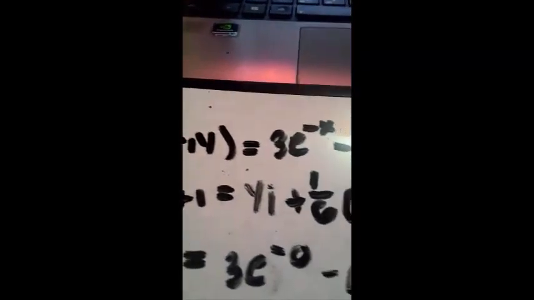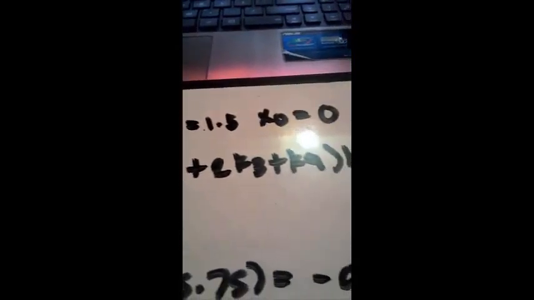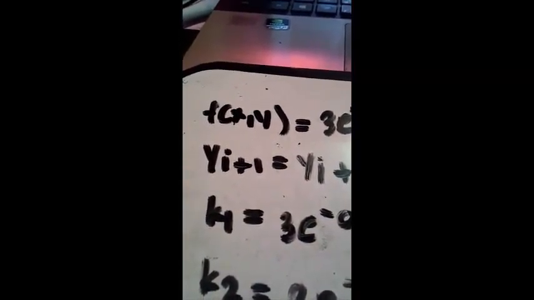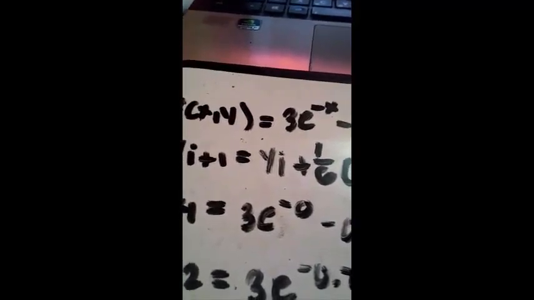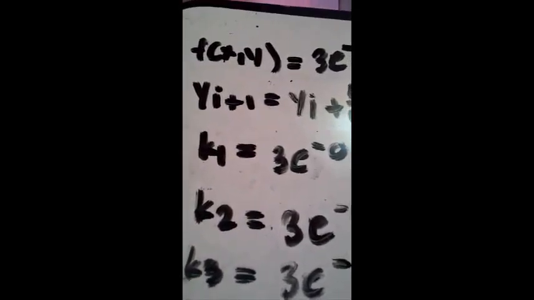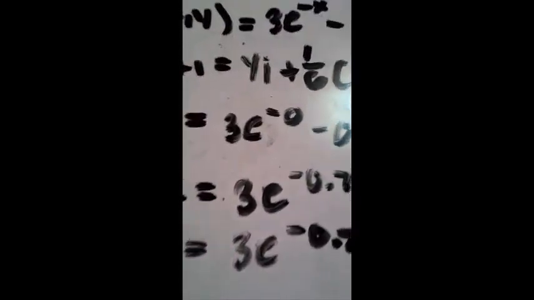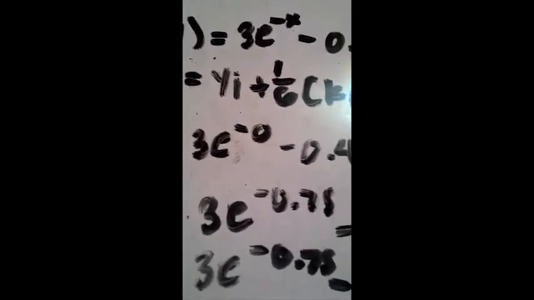Our example for RK4: the function of x, y is equal to 3e raised to negative x minus 0.4y. Step size is 1.5, the x naught is 0, and the y naught is 5. Our main formula for the RK4 is the initial y plus 1/6 times k1 plus 2k2 plus 2k3 plus k4, times the step size. Now, given the k1, k2, k3, k4 formulas, we just plug in our givens. 3e raised to negative 0 minus 0.4 times 5 is equal to 1.